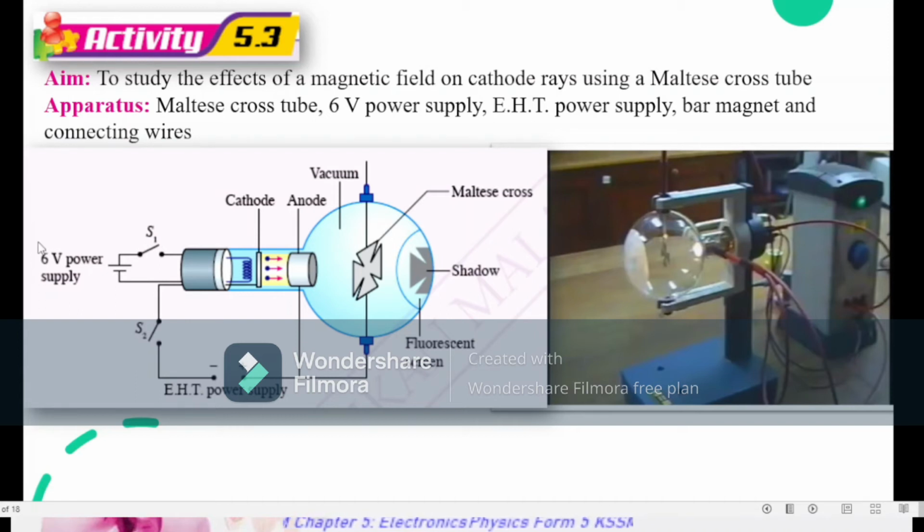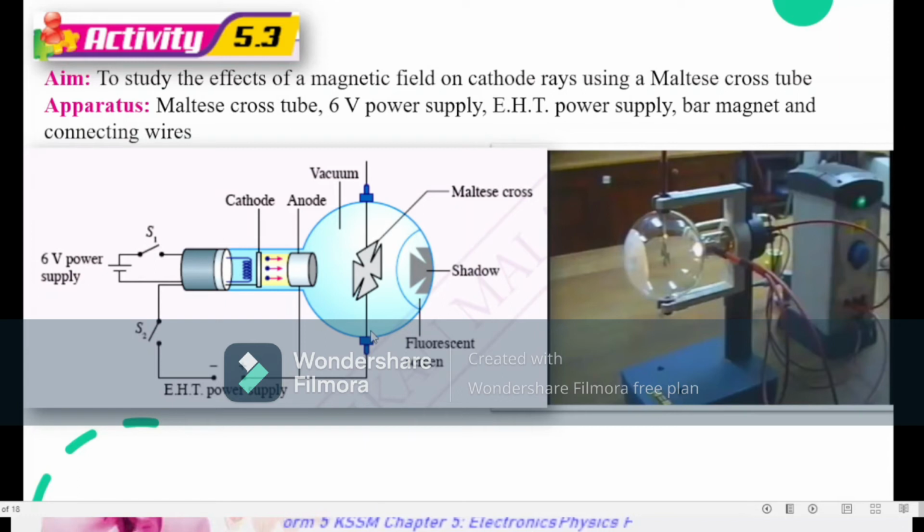So this diagram shows a multisplash tube. You can see from here the filament part, which is connected to 6-volt power supply, and there's a switch S1. Cathode and anode is connected to EHT power supply, and there's a switch S2.